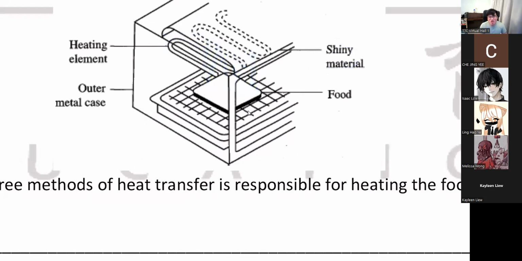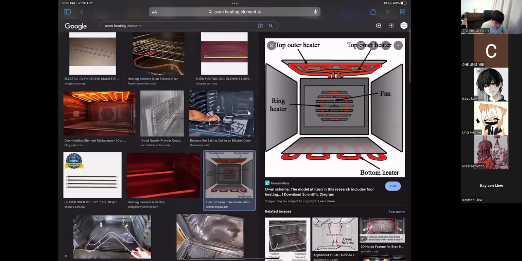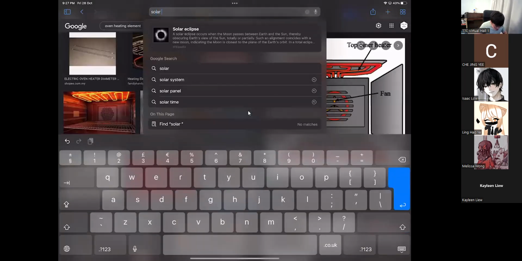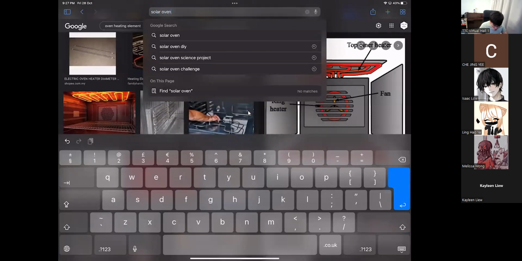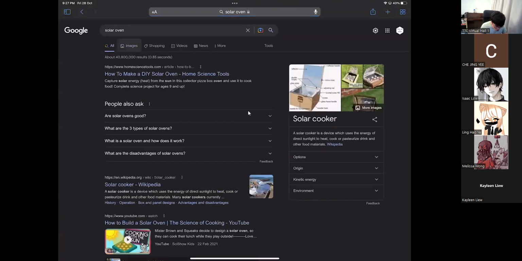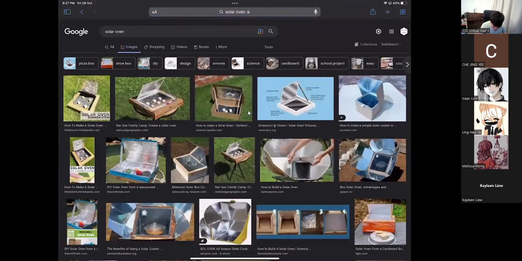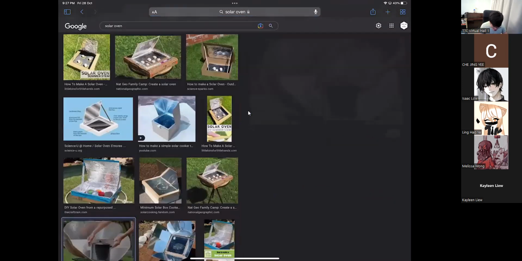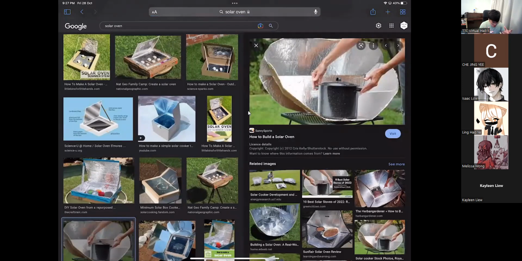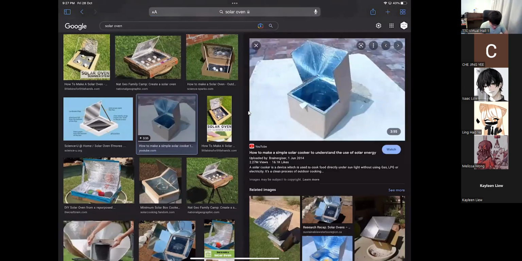Okay, this is just like your solar oven. Guys, do you know what a solar oven is? You can build this thing. Solar oven means you use the sun to heat your food. This is a solar oven. Can you see the shiny material? They will reflect the heat to the pot or whatever, and then you can cook your food this way.